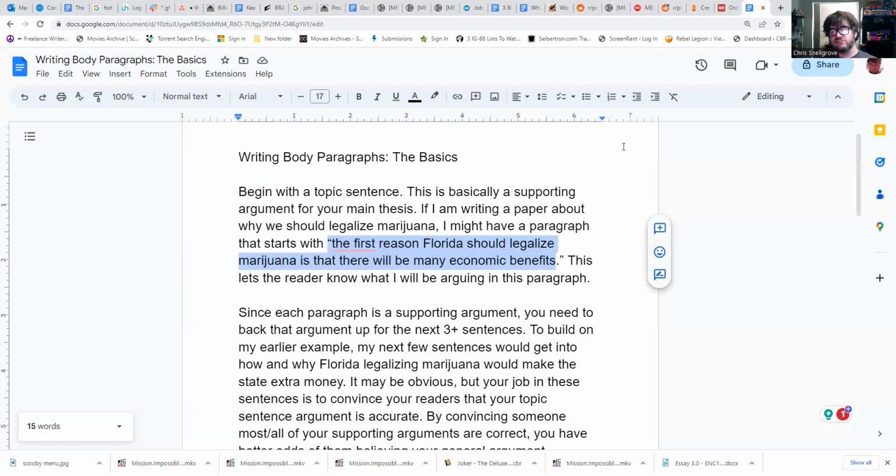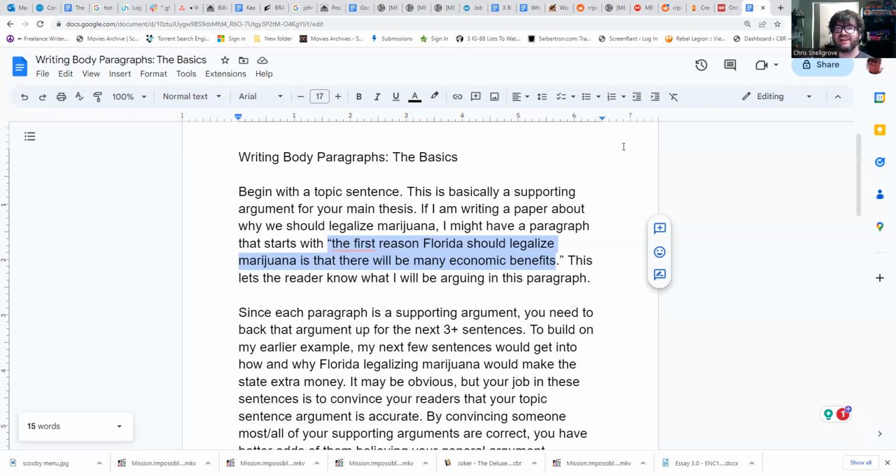And so I'm coming strong out the gate. First reason we should do this is there will be economic benefits for the state. All right, I've put forth this argument. All these little supporting arguments are meant to lead back to and defend your thesis. Now, you are not stuck with whatever you wrote on the outline, but if you cast your minds back to the outline, one of the things that I asked you to do was to come up with 3-4 supporting arguments for your thesis.